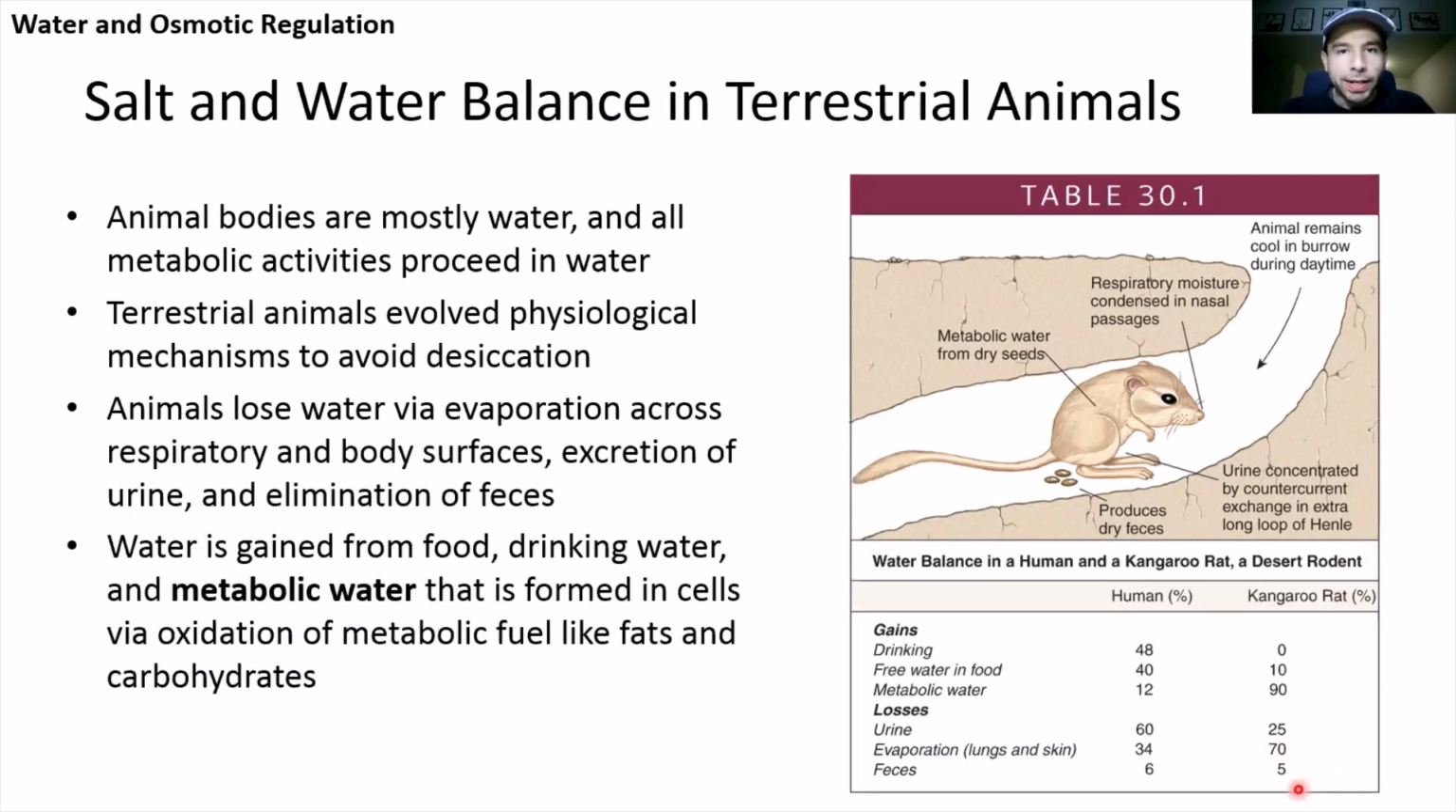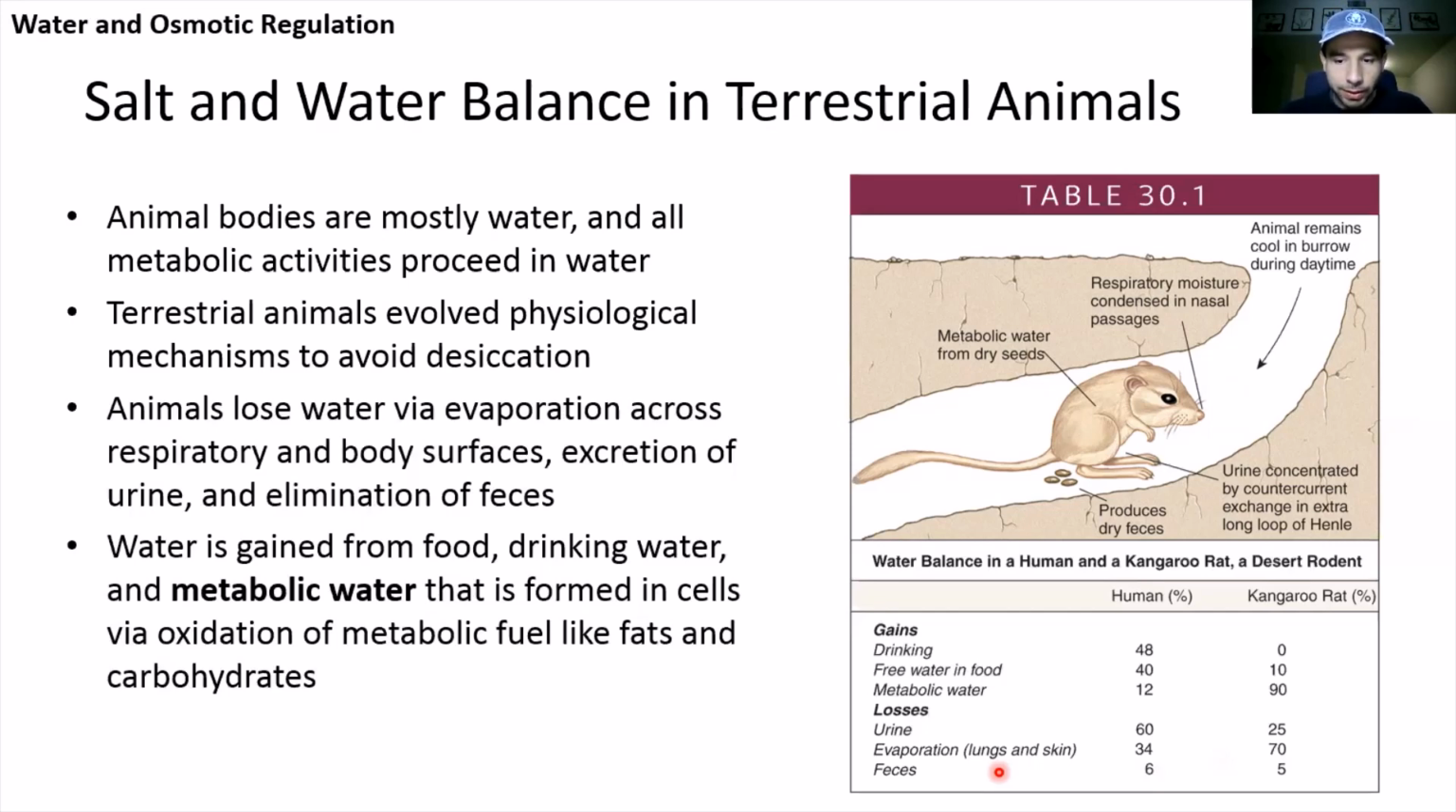This kangaroo rat is losing some water in feces. Even though it's defecating very dry feces, there's still some water in there. Even though its urine is very concentrated, there's still a lot of water in there. But most of the water lost by this kangaroo rat will be through evaporation, especially through its lungs. So essentially, every time this kangaroo rat exhales, it's losing a little bit of water. Same for us. Every time that we breathe out, we're losing a little bit of water.